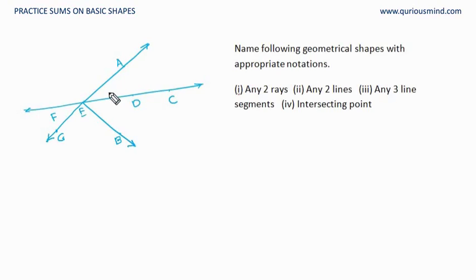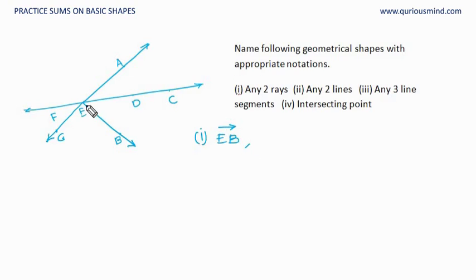Any two rays. Now we know a ray starts at a point and then extends on the other side indefinitely. So we can call EB as the ray. We also remember that in naming of a ray, the first point has to be the start point, which is E, and it is denoted by an arrow pointing right. So EB is one ray.